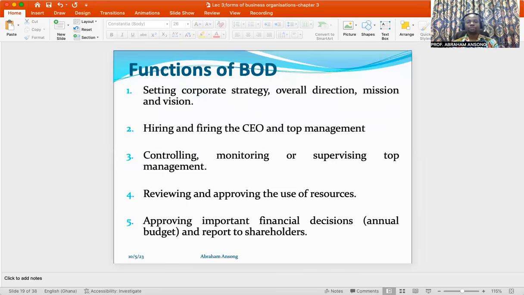So what are the functions of the board of directors? They set corporate strategy, overall direction, mission, and vision of the company. Okay, so they determine the mission, the vision, and the overall strategy that the company will be pursuing. All right, so they are needed in companies. They are responsible for hiring and firing the CEO and top management. When it comes to the top management, you need the board's approval before they can be appointed. In fact, they are interviewed by the board. The search even begins with the board in order to get top management of a company.